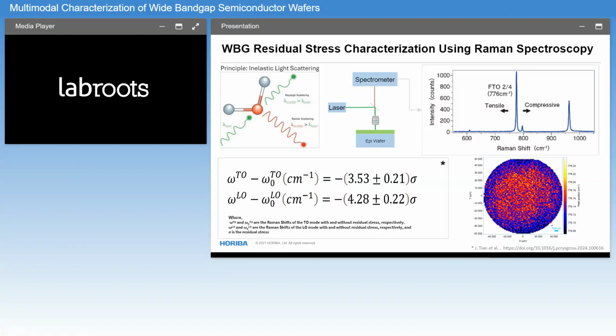And equations such as you see in the lower left of the screen here have been developed, for example, in this case, by Tian and colleagues, to demonstrate how we can measure the residual stress, sigma over here, as a function of the shift between the stress and the stress-free silicon carbide peaks. And of course, that measurement is usually done across the whole wafer, such as the one that you see here on the lower right, done on our HORIBA LabRAM Odyssey platform.